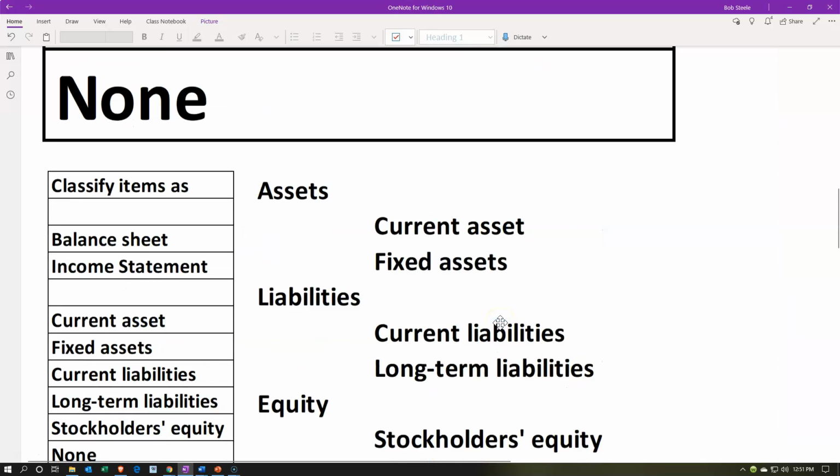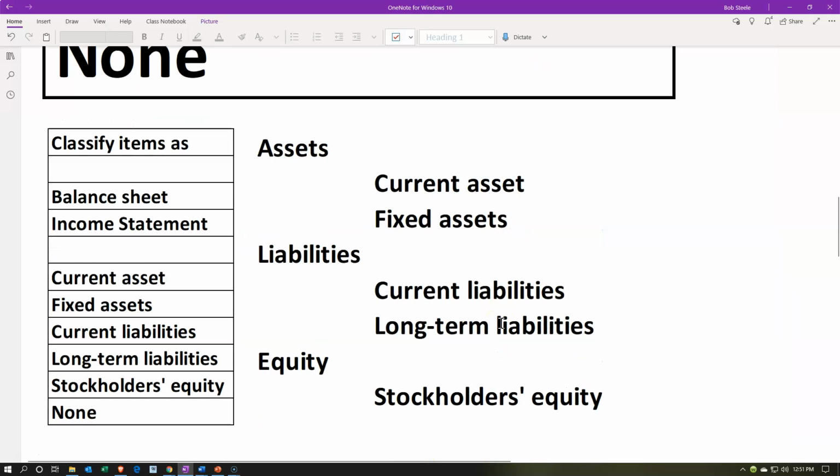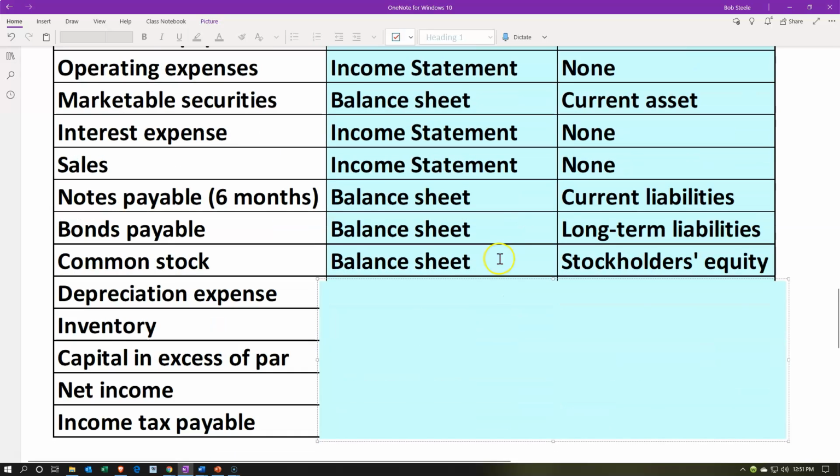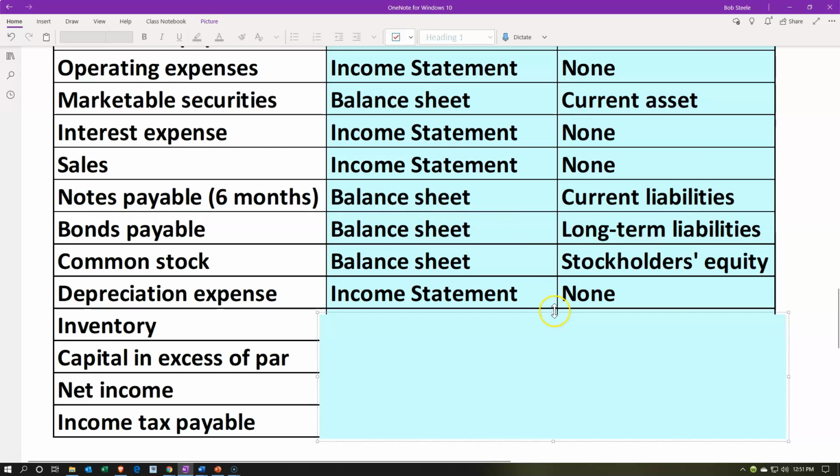Depreciation expense. Is that going to be a balance sheet account or income statement account? It's an expense. It says expense in the name again. So that would typically be an income statement account, revenue and expenses on the income statement. Depreciation represents the allocation of the costs for the long-term assets, the fixed assets, that we're going to be allocating over the useful life of the assets. We will do so in the form of depreciation expense. So income statement account, no other item here.